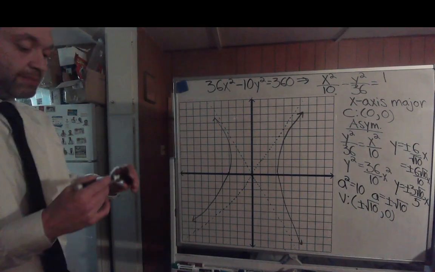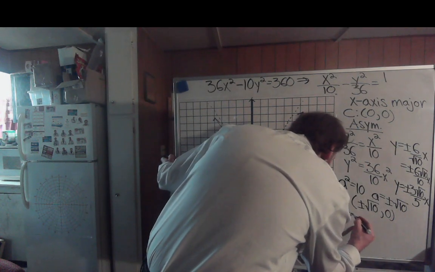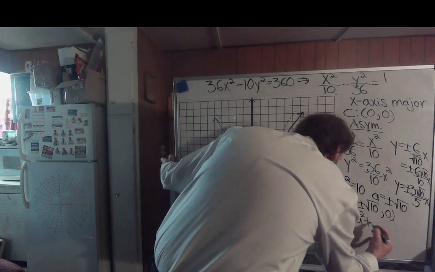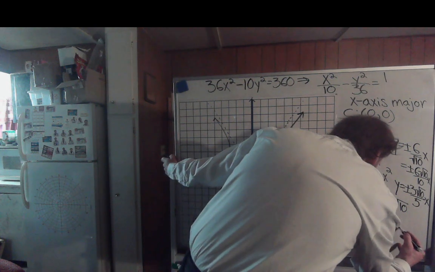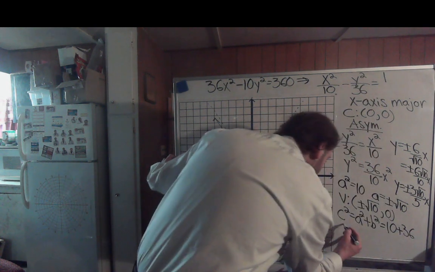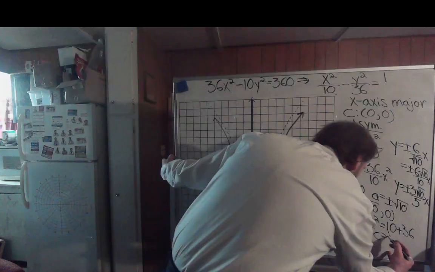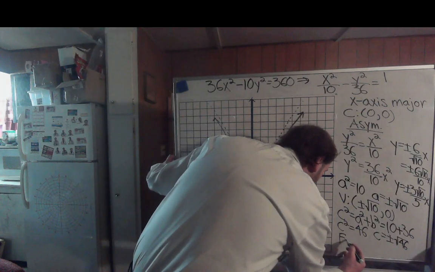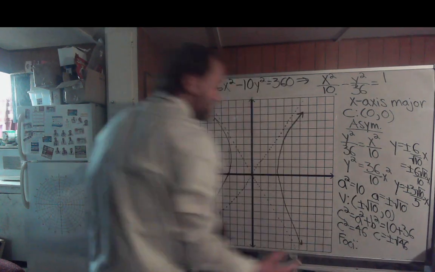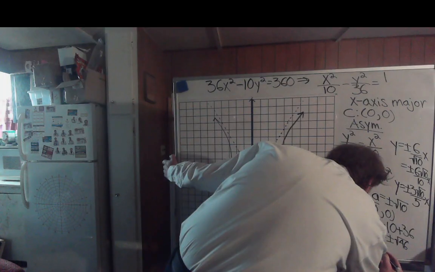So there's the shapes of the hyperbolas, but last but not least, we got to find the foci. So that's going to be c squared equals a squared plus b squared, which would be then 10 plus 36. That means c squared equals 46. So c would have to equal plus and minus the square root of 46. So your foci, since x is the major axis, are going to be at plus and minus the square root of 46, 0.